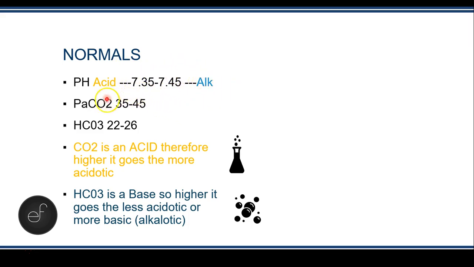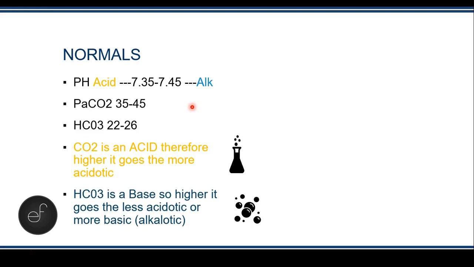Okay, CO2 is the exact opposite. CO2 is an acid. Therefore, the bigger the number, the more acidotic. So greater than 45 will be acidotic. Less than 35 will actually be alkalotic or basic. It's actually going to pull your pH up into the alkalotic range, okay?